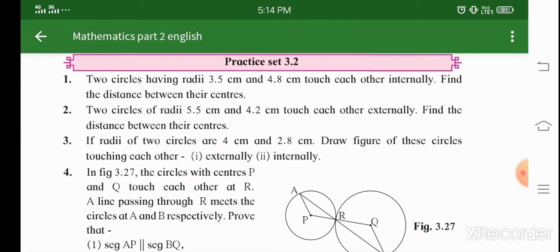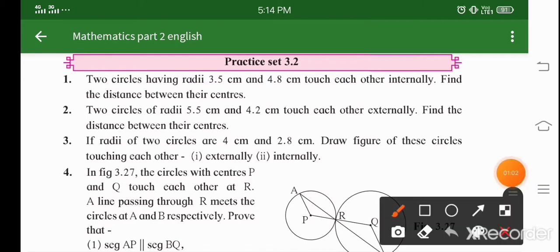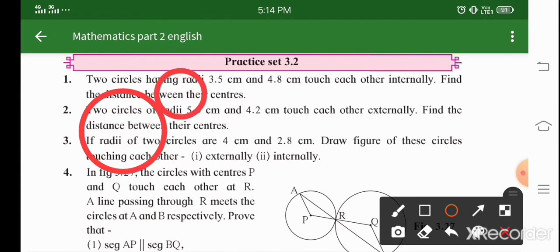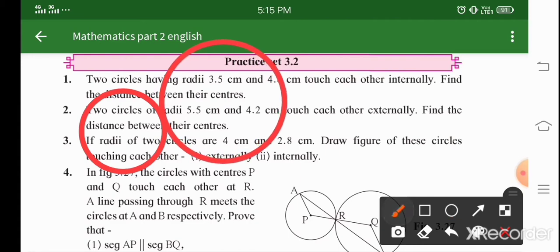Suppose I have two touching circles. That touching may be external or internal. So first we see externally touching circles. Suppose I take an example of this circle. One circle is just like this, then I take another circle touching it like this. So these are our two touching circles, and they touch externally.